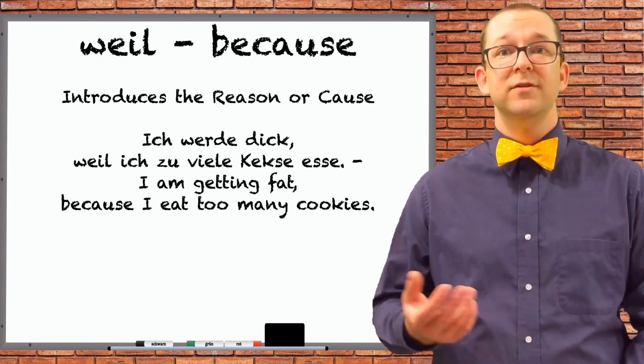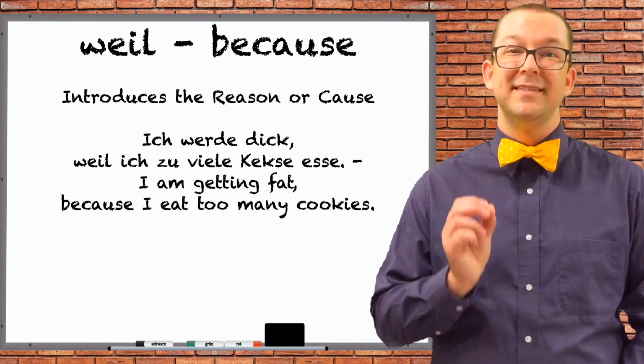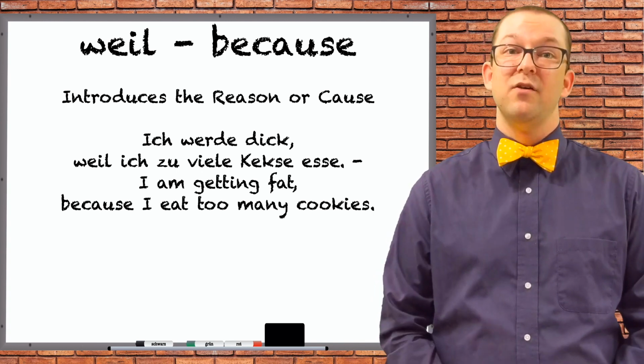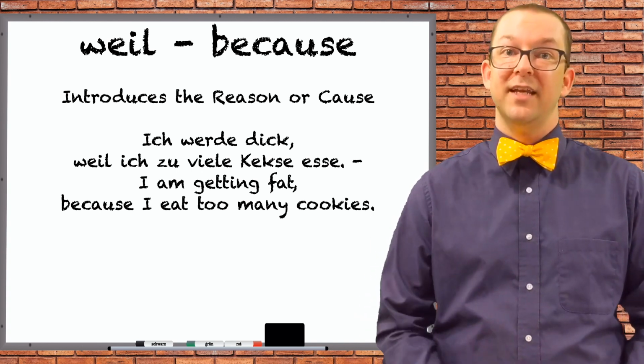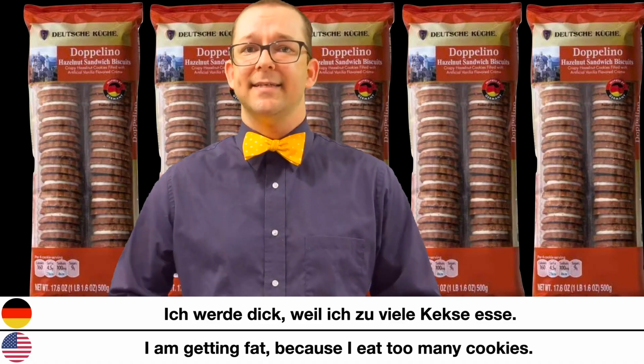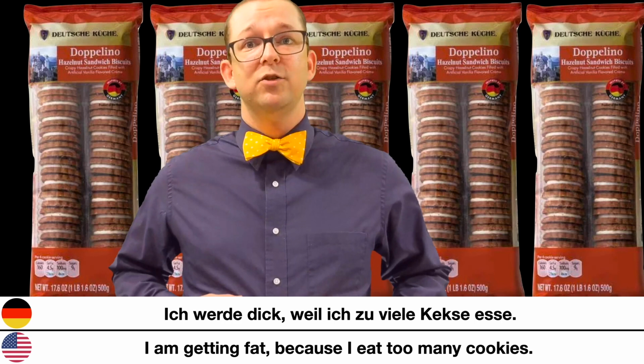It is more common to use weil in the second clause, but it is acceptable to use it as the first clause in a sentence, even though it is not okay for you to use because at the beginning of an English sentence. Ich werde dick, weil ich zu viele Kekse esse. I'm getting fat because I eat too many cookies.